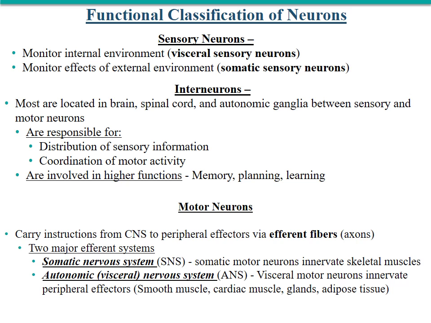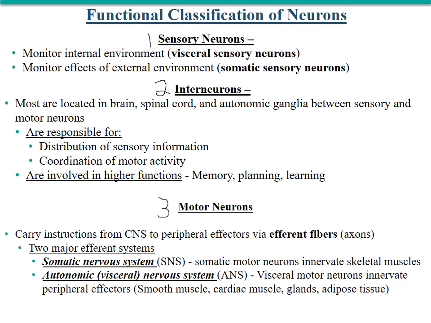So we're going to classify our neurons in one of three functional ways. We're going to classify them as sensory neurons, interneurons, or motor neurons. Sensory neurons are going to be responsible for monitoring the environment, both internal and external. The visceral sensory neurons are those sensory neurons that are responsible for picking up signals from everything inside of the body and sending that information to the central nervous system. The somatic sensory neurons are responsible for monitoring the external environment and sending all of those signals to the central nervous system for processing. You should know the difference between visceral sensory neurons and somatic sensory neurons.